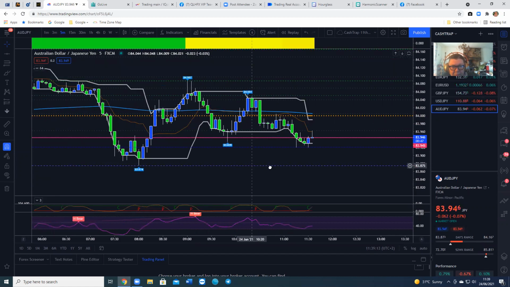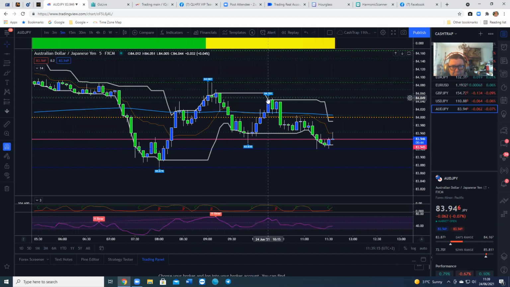What do the pivots tell us? They tell us lower highs. We have got a higher low there. So there is a little bit of a reversal going on now.